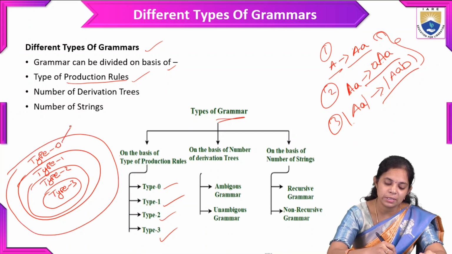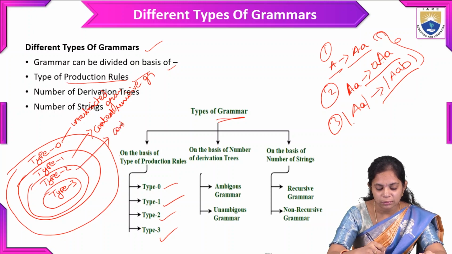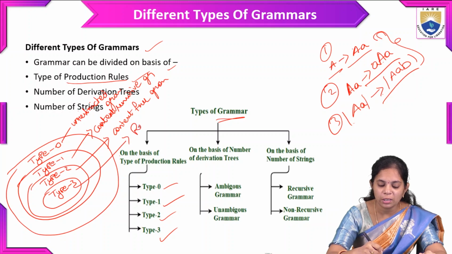Type 0 is generally written as the unrestricted grammar. Type 1 is the context sensitive grammar. Type 2 is the context free grammar. And type 3 is the regular grammar.